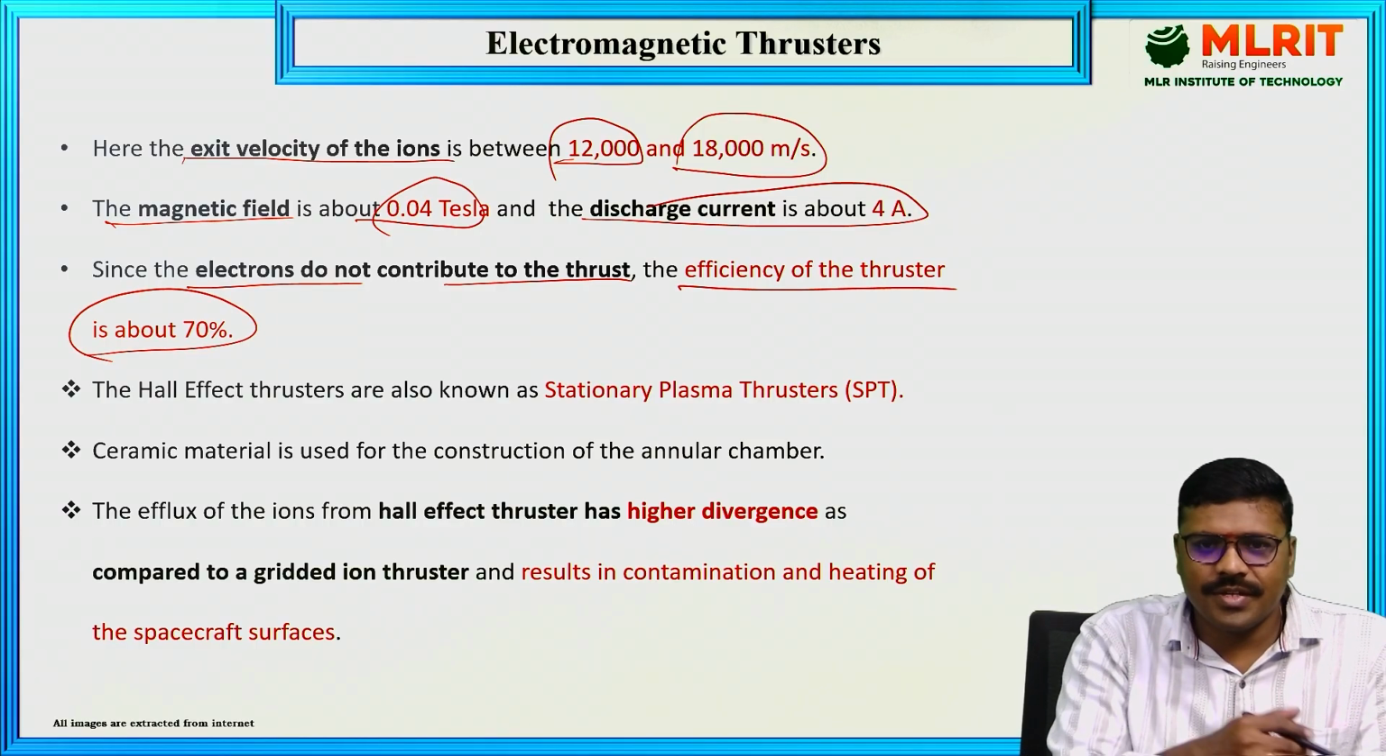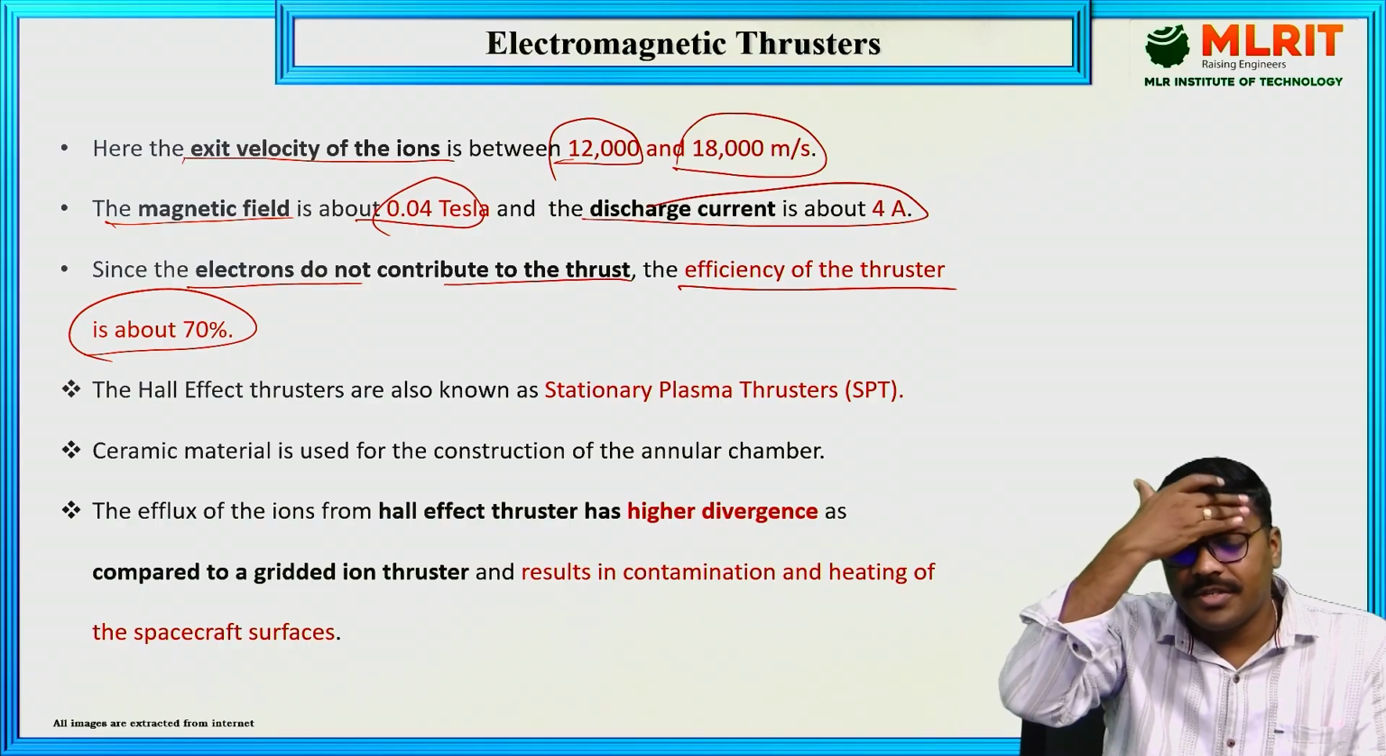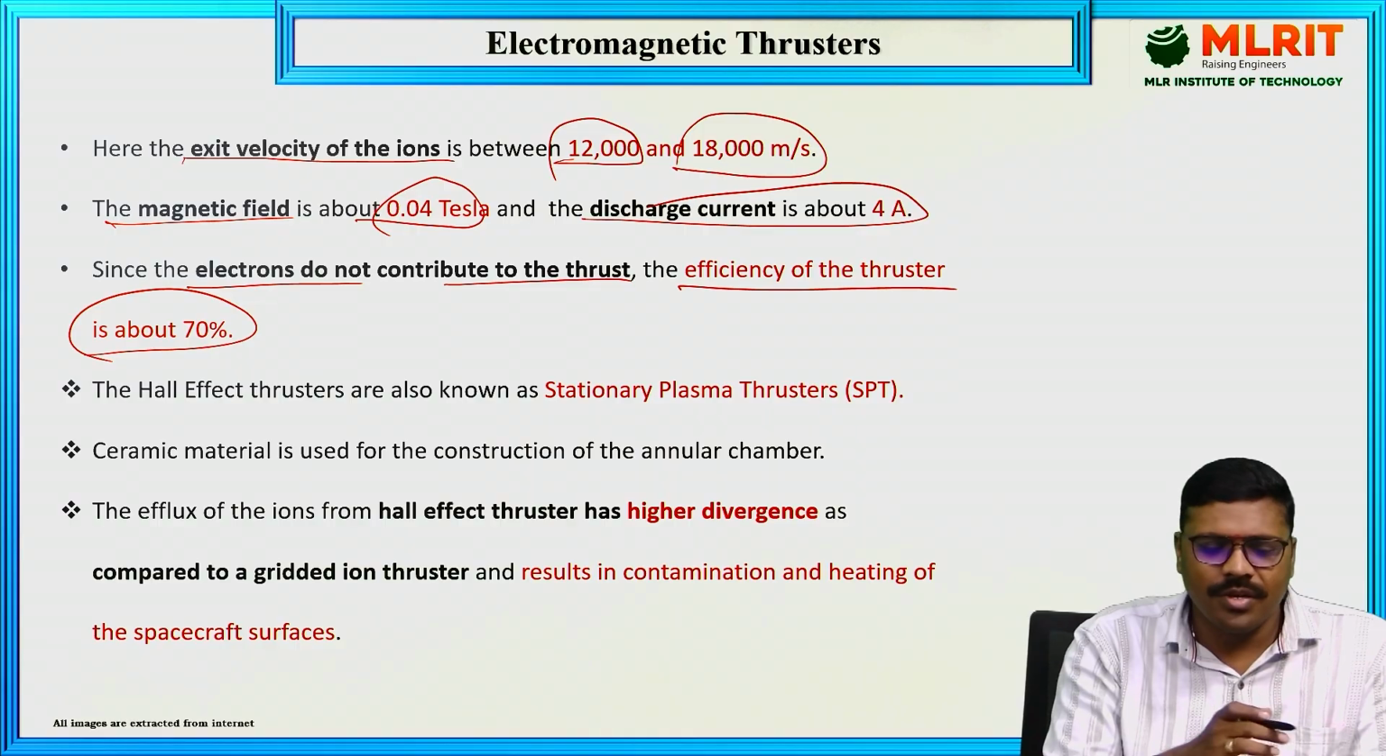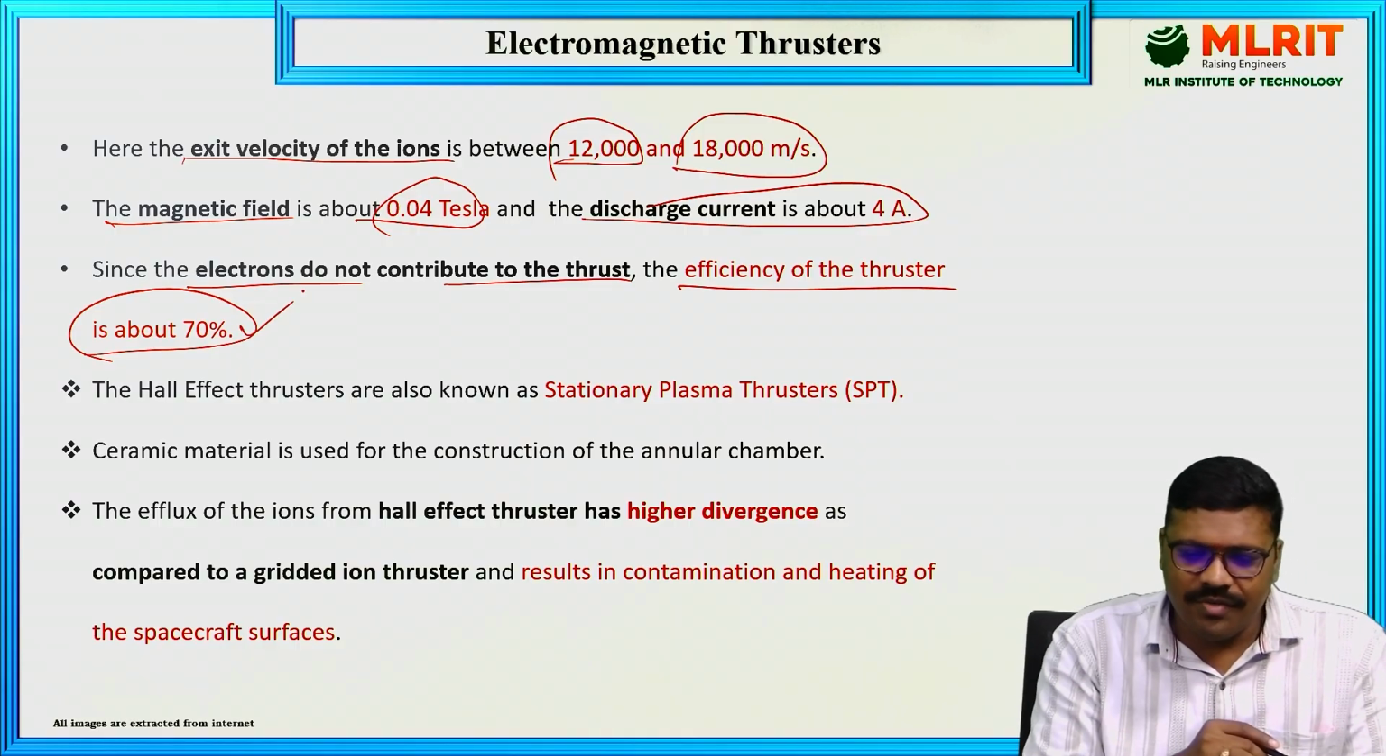Next, electrons are not contributing to generate the thrust. These are not accelerating outside. These are entering into the annular chamber. So only 70% is the efficiency of the thruster.